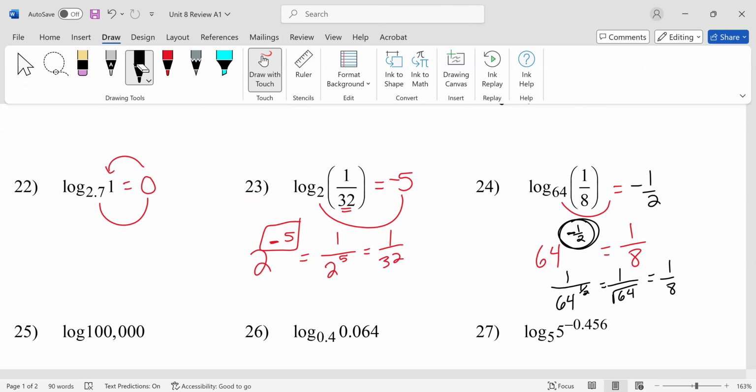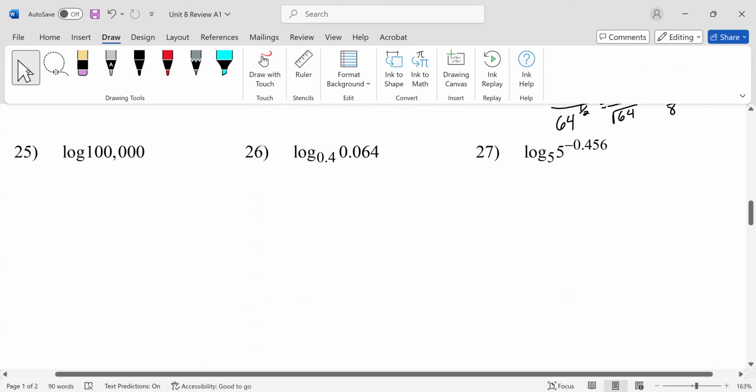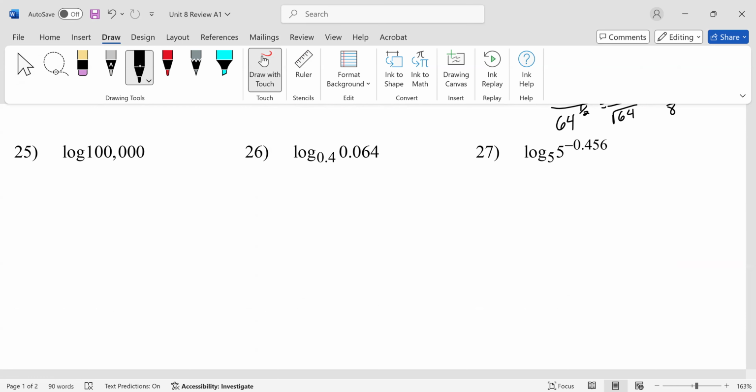Okay. All right. I'm going to skip 25. Y'all should have that one. Let's do the last two because these two might be a little tricky. I know those are decimals and that looks a little scary. So let's deal with some numbers that we know.